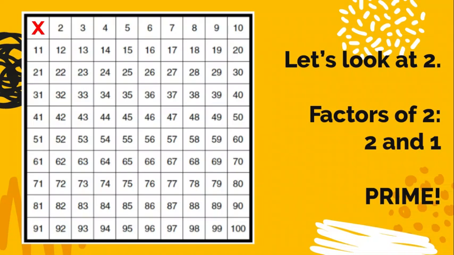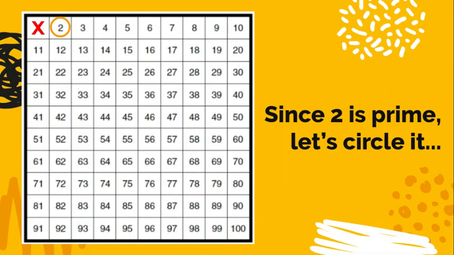All right. Let's look at the next number, number 2. Thinking about the factors of 2. 2 times 1 is the only fact that equals 2, so 2 and 1 are the factors. That means, since it only has two factors, that 2 is prime, and the only even prime number, by the way. Okay, so you're going to pick a new color. I chose orange, and you're going to circle the number 2.